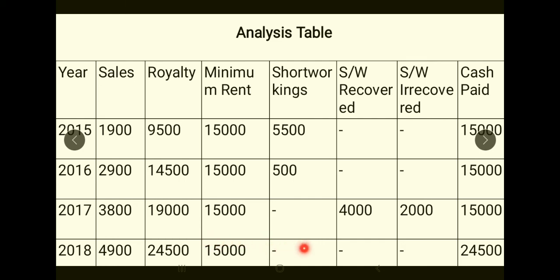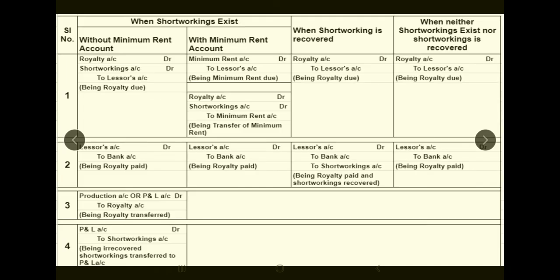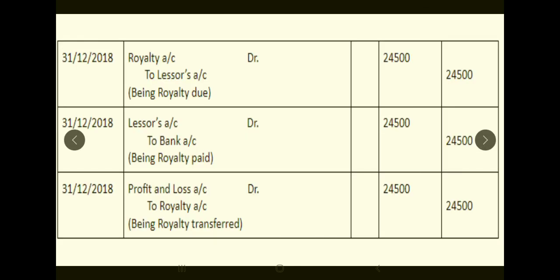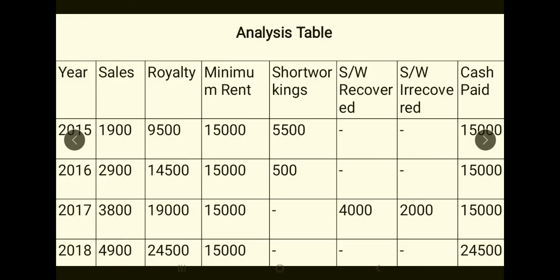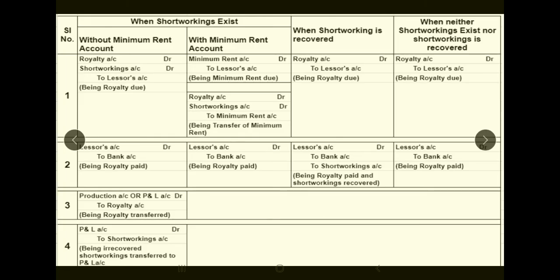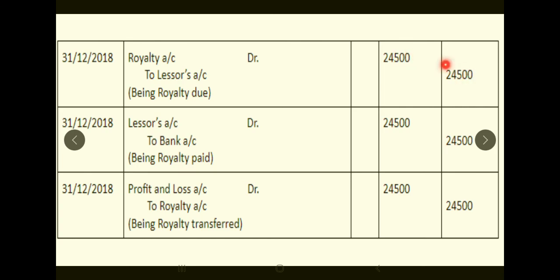So let's move on to the year 2018. So you have neither short workings nor recovery. There is no amount in short workings column nor recovery column. At that time the entry will be this one, royalty to lessor, lessor's to bank, and P&L account debtor to royalty. Royalty amount is 24,500, amount paid is also 24,500, so the same amount will be written here. Royalty account debtor to lessor 24,500, lessor's account debtor to bank is the same amount 24,500, P&L account debtor to royalty is again 24,500. So here we come to the end of these journal entries.